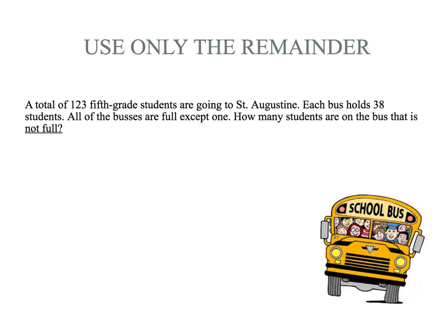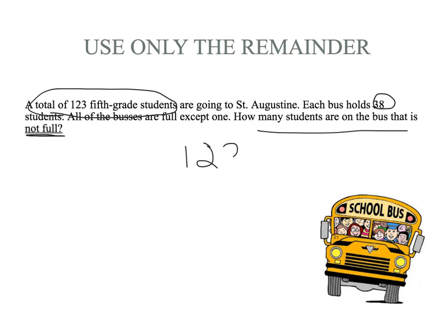Well, I need to see my total number of students, and that is 123. And each bus will hold 38 of those students. All the buses are full, but only one is not. How many students are on the bus that's not full? We need to make sure we see that word not. So I'm going to set up my division problem because I'm going to need to find out how many kids are on that bus that's not filled. So I have 38 kids on a bus.